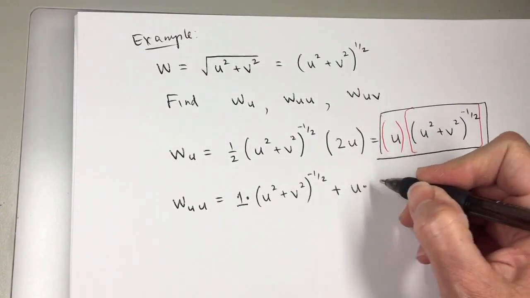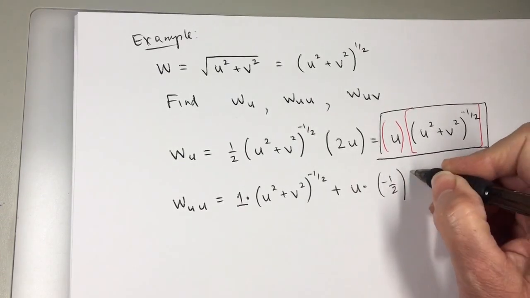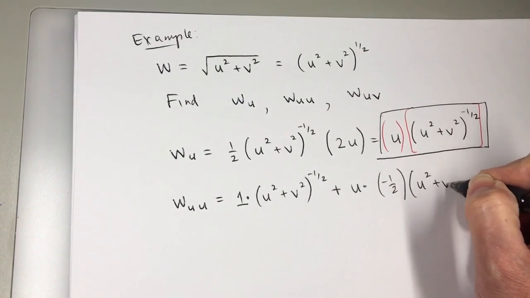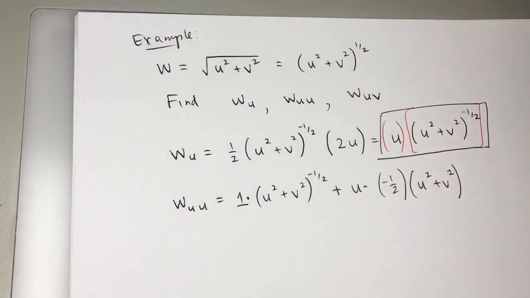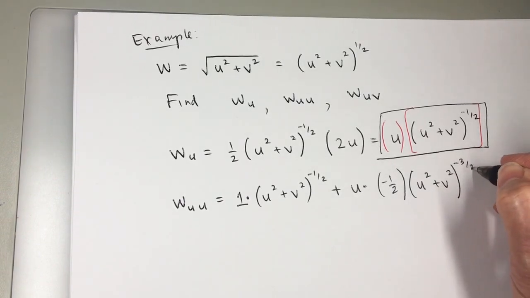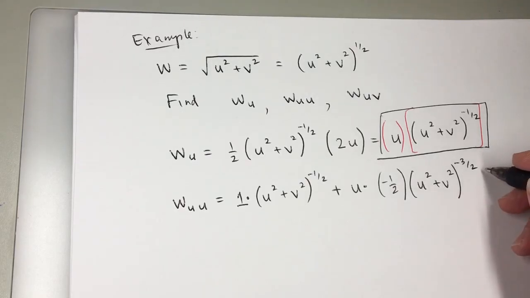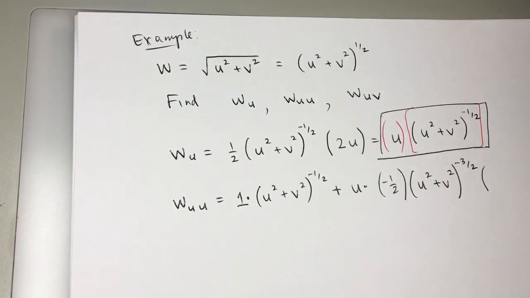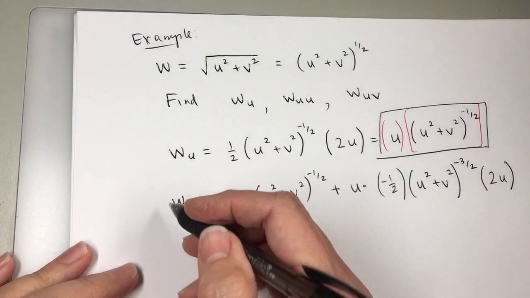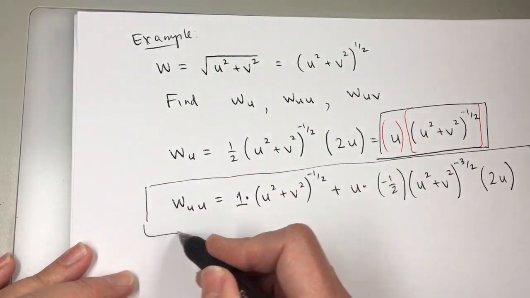So we'll keep the u. Now take the -1/2, bring it down to the front. We'll have u squared plus v squared to the -3/2. And what else? Chain rule. What's the derivative of u squared plus v squared? 2u. Now there's my answer. You can clean it up if you like.